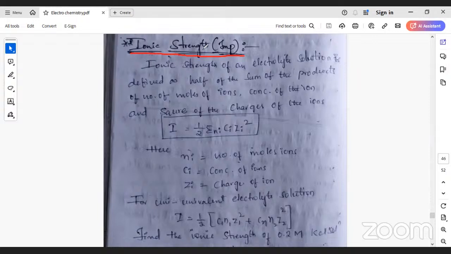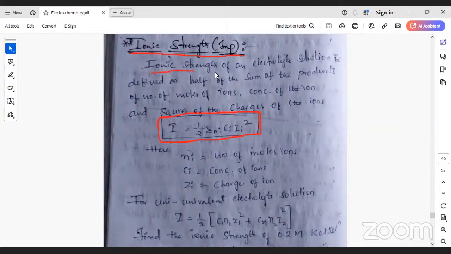Okay, right. What ionic strength means, we can explain with the help of this simple equation. That is, I equals 1 by 2 of summation NiCi Zi square. This is the definition only.